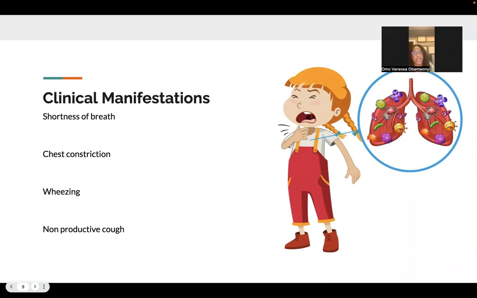Asthma manifestation can range from mild to severe, with some people experiencing only occasional discomfort, while others may have ongoing symptoms that interfere with daily activities. Some of the manifestations of asthma include shortness of breath, which is one of the most common symptoms. When the airways become inflamed and narrowed, breathing may take more effort than normal, and the patient might feel like they can't catch their breath. Other manifestations include chest constriction or tightness, wheezing, and non-productive cough. Next slide, please.